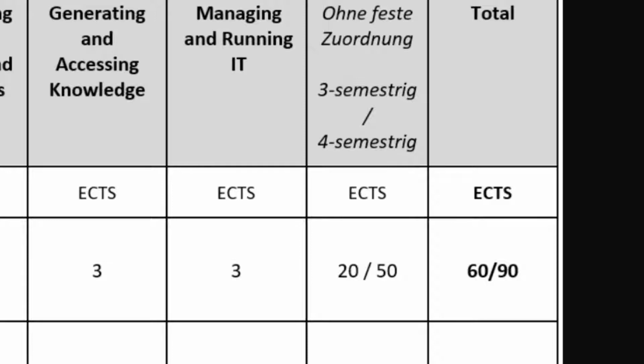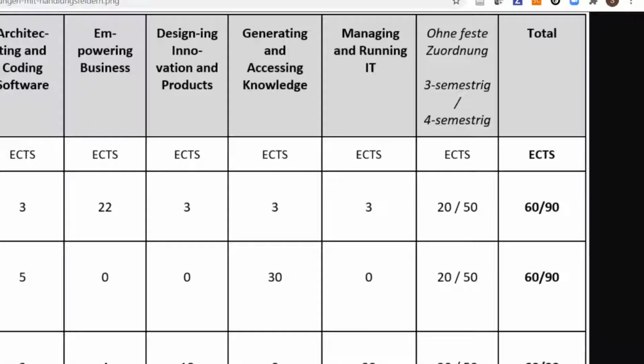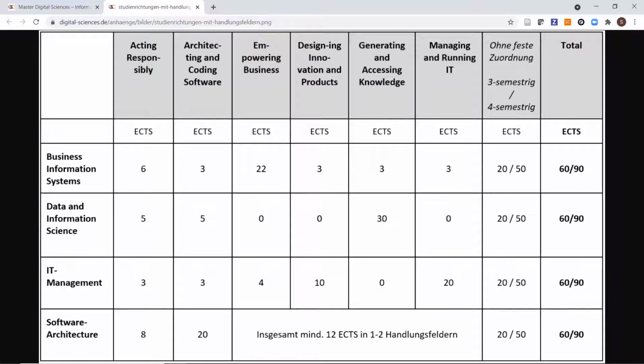So if you go for a 3-semester master, then you have to plan semesters 1 and 2, and semester 3 is then the master thesis. If you go for a 4-semester master, you have to plan semesters 1, 2, and 3. Basically, the system is the same in all the rows, only software architecture is a little bit different.